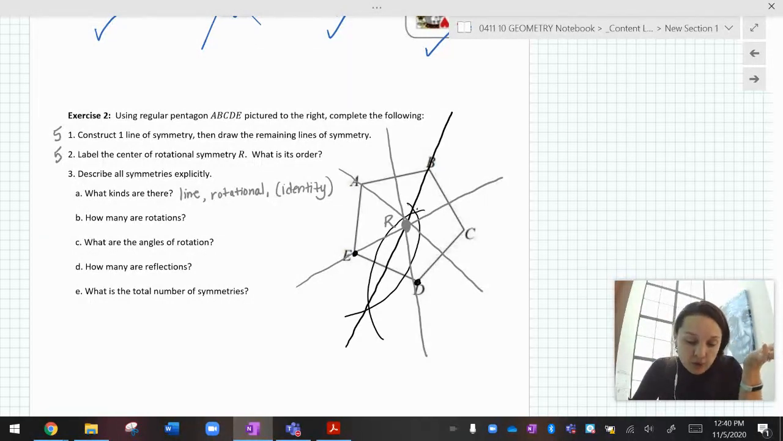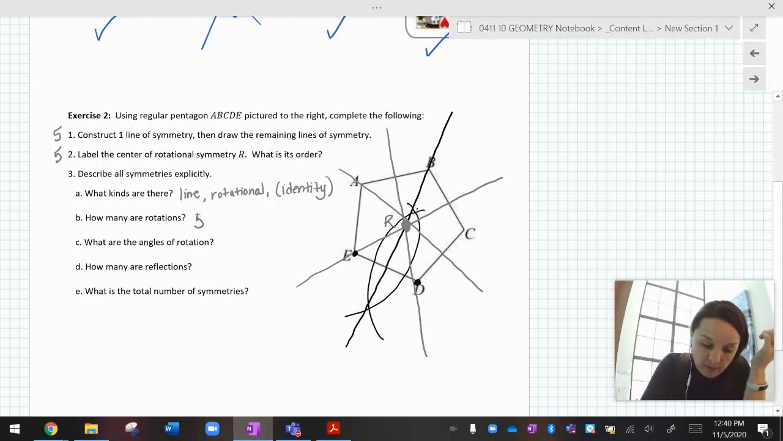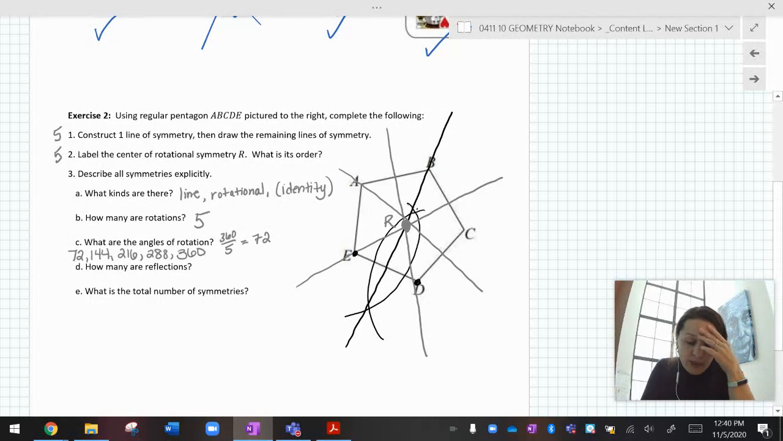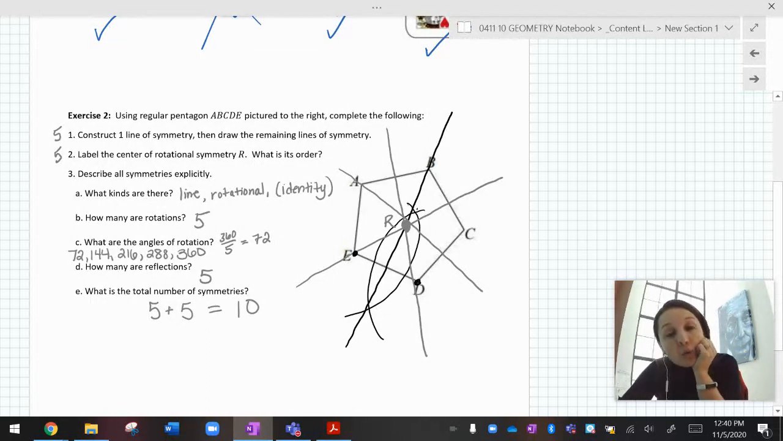How many kinds of rotations do we have? Well, 5. I already said that. What are the angles of rotation? So to get the angles, you do 360 divided by the order, and get 72. And then you just add 72 over and over and over. So we said that was 72, 144, 216, 288, and 360. How many reflectional symmetries do we have? Well, reflectional symmetry is another fancy word for line symmetry, and we drew in 5 of those, making the total number of symmetries the 5 lines plus the 5 turns for 10 total symmetries.